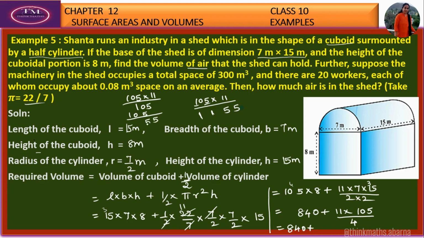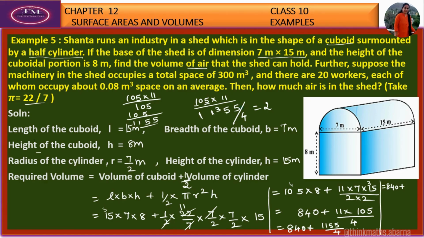So 5, 5, 1, 1. So the answer is the same. So 105 into 11 is 1155 divided by 4. Now again, this 840 plus what is 1155 divided by 4. If we divide this number by 4, 2 fours are 8 and the balance will be 3.